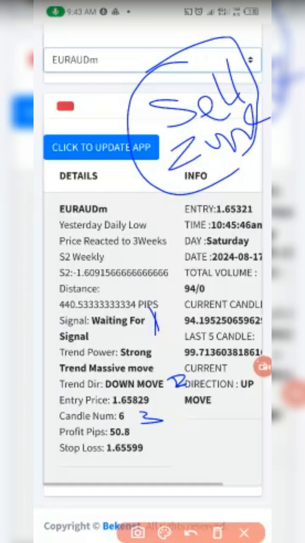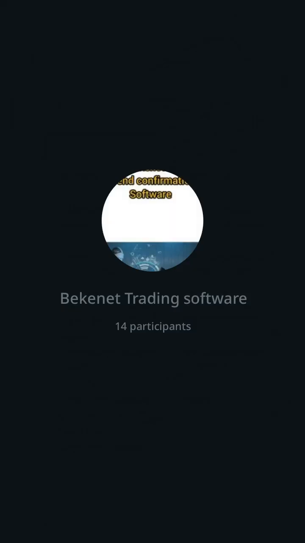Number 3 is not important when you are combining 1 and 2. Do you understand? When you're combining 1 and 2, which is the signal and the trend direction.